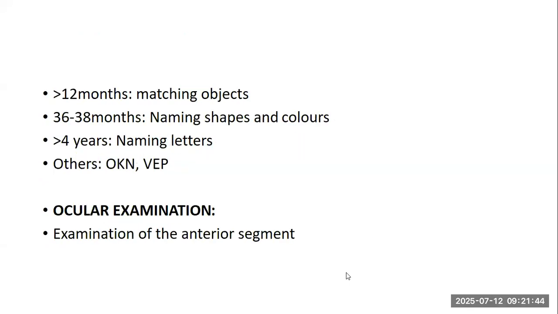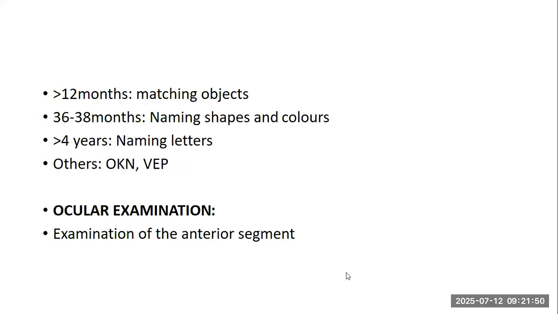Then as the child grows older, the child should be able to match pictures or objects. You have a picture at 4 to 6 meters, and the child has some other pictures with her. So when you present a picture at a distance, the child should be able to point at whatever it is that you're seeing at distance. Then for the school-aged children from 4 years and above, the child should be able to name alphabets and all of that. So this is just a breakdown of what I just said.